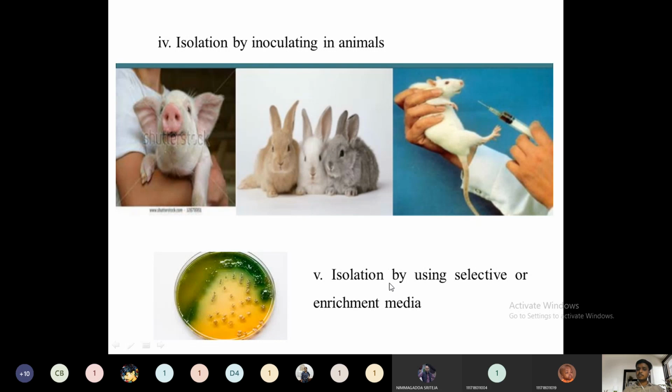Then, isolation by using selective or enrichment media. Here you have the words selective and enrichment media. From the name itself, selective enrichment media, we can say that certain types of bacteria will consume certain types of food.